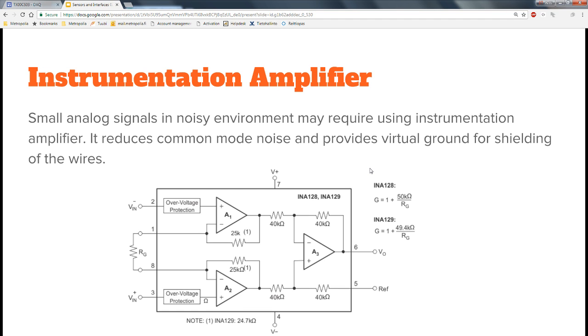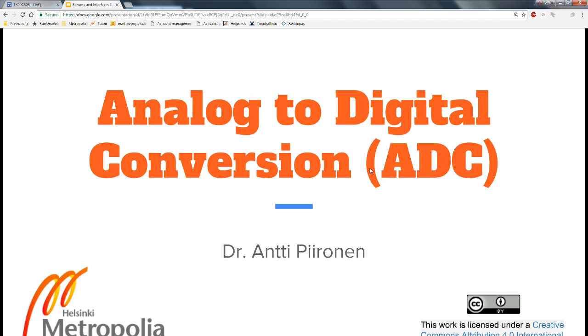So basically it's used to reduce the common mode noise and also provides a virtual ground if you also want to have a shielding for this. So you would connect that one to the virtual ground. More about this topic would also be in an analog electronics course in an electronics degree program.